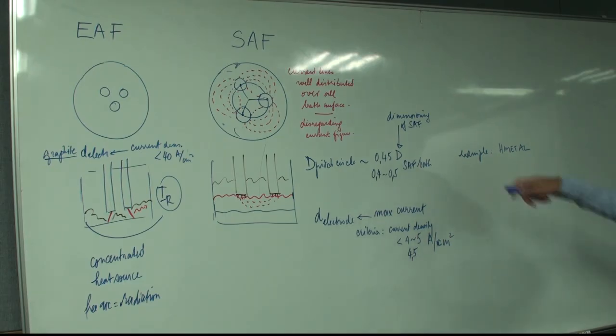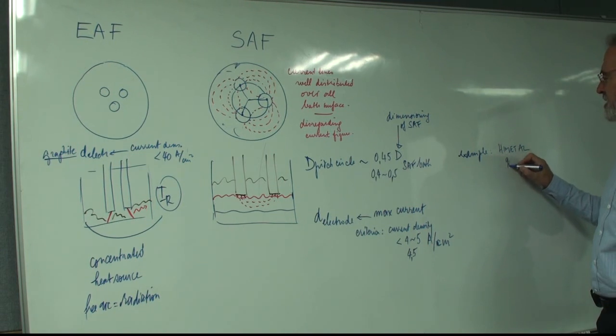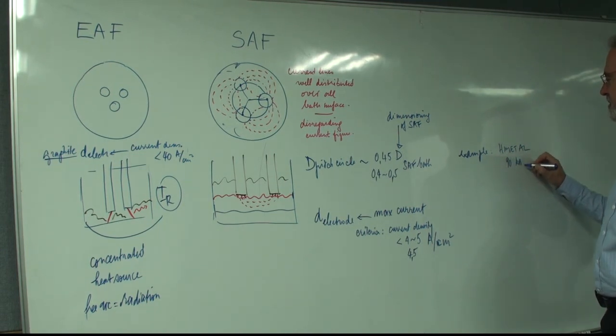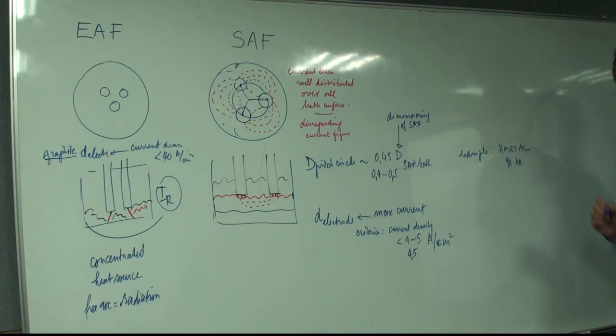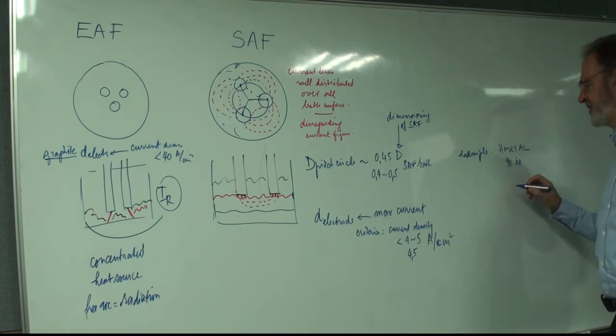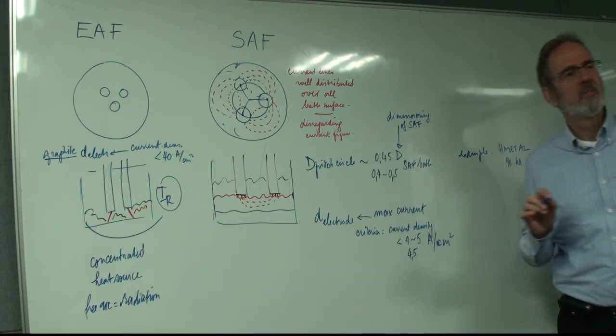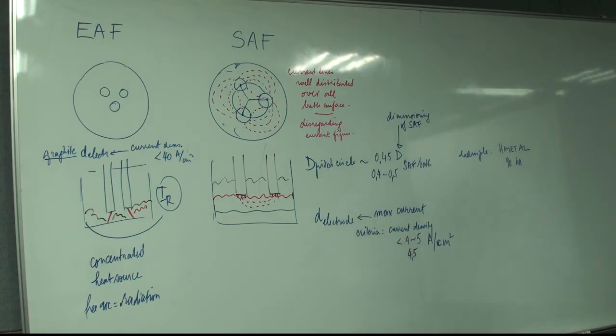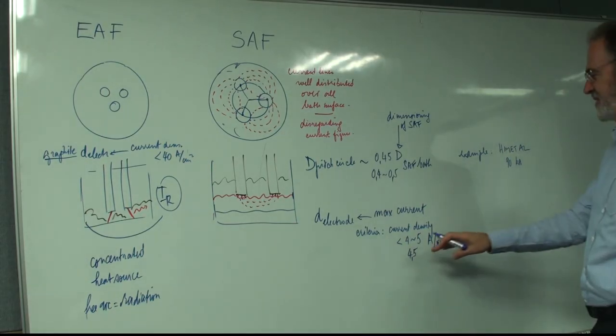Shall we make an example? I will tell you. Their maximum current is 90 kiloamps. I don't remember the diameter. We calculate what I recommend.